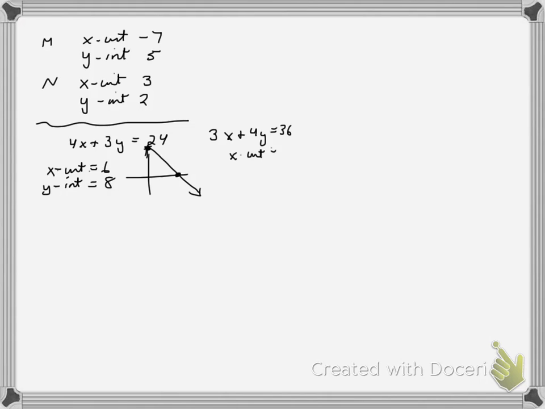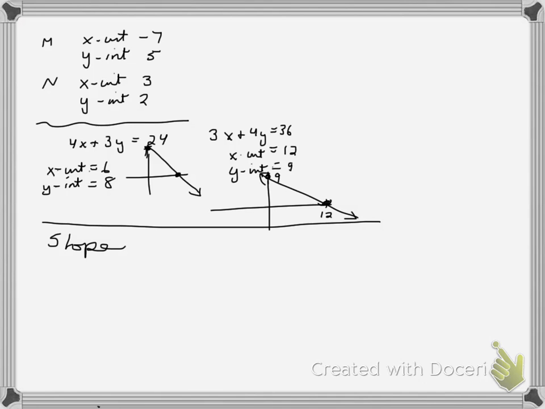To do it again, the x-intercept, divide by 3, and I get 12. The y-intercept, divide by 4, and I get 9. To graph it, on the x-axis, I go to 12. On the y-axis, I go to 9, and I draw my line. Very simple, very fast. Okay, so you should have no problem with those.